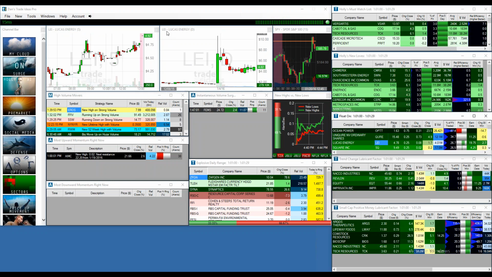Okay, so the next one, LEI. LEI was one that we really liked because whenever you have a day like this where a stock goes from $1 to $12, something crazy is going on. So it's come down, but it's basically setting up in such a way where you're going to be getting in, and the out is just underneath $4.